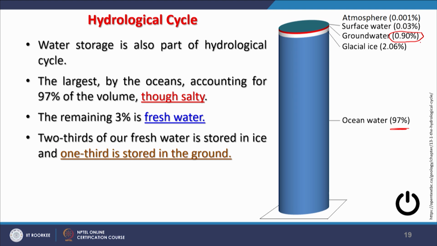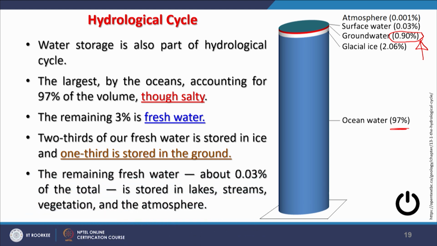So, we have to augment by our understanding, by science, by technology, by engineering. If we can augment and create, instead of 0.9%, 2% groundwater, then a lot of groundwater problems will be solved, at least for this country.